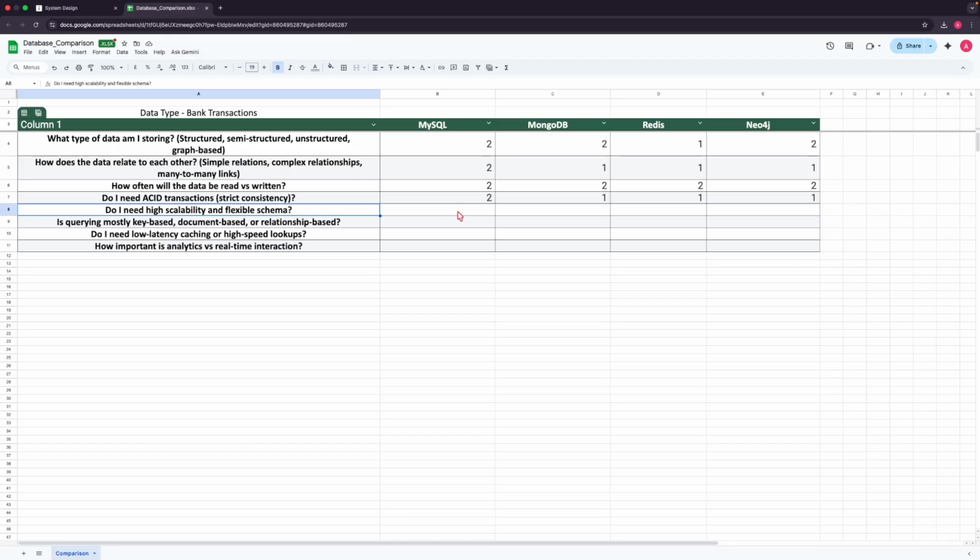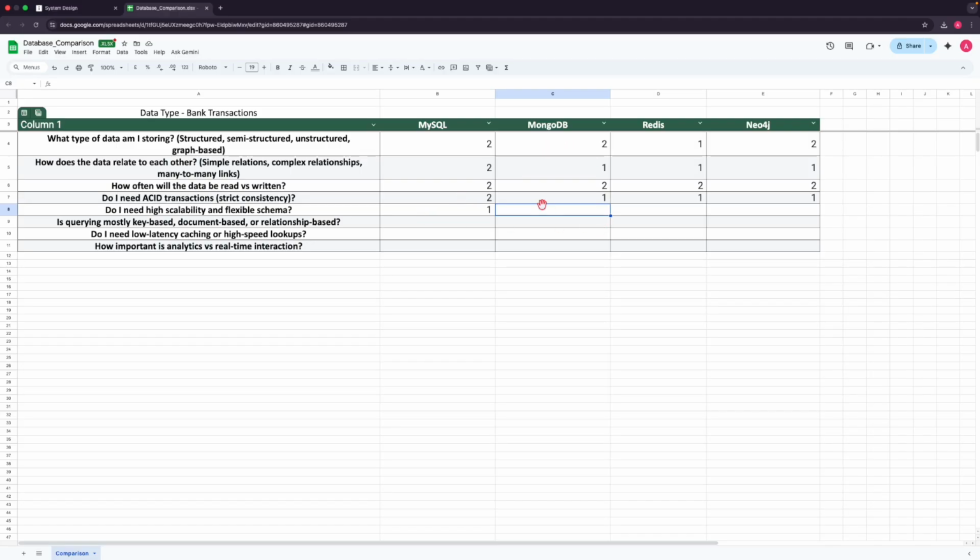Next, about the high scalability and flexibility. Whether MySQL gives me high scalability and flexibility, both no compared to the other databases. For that reason, I will be giving it a 1, because here the schema has to be defined at once. We can change the schema later on, but it's not as efficient as compared to the other databases.